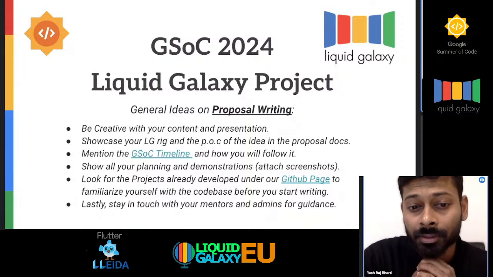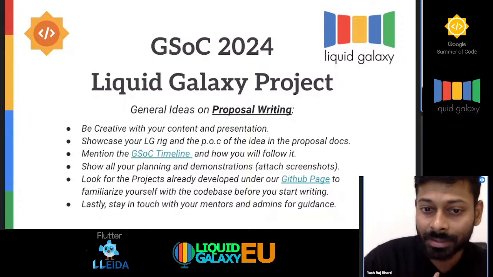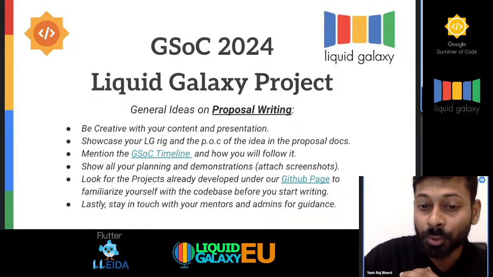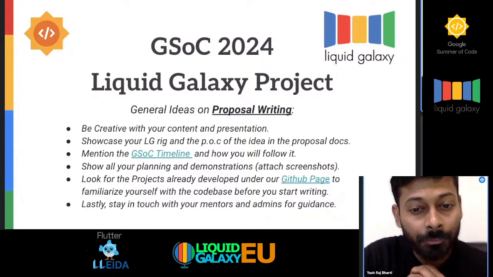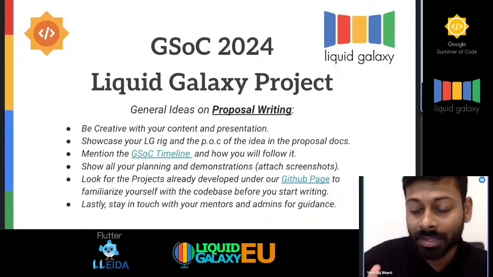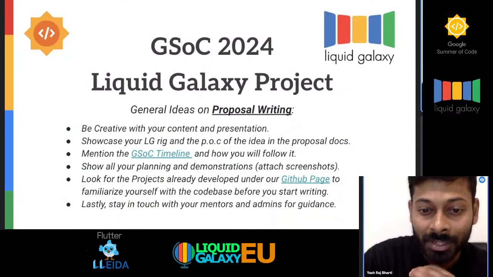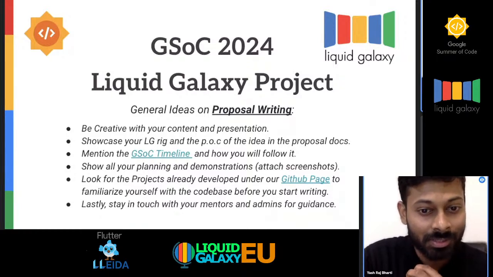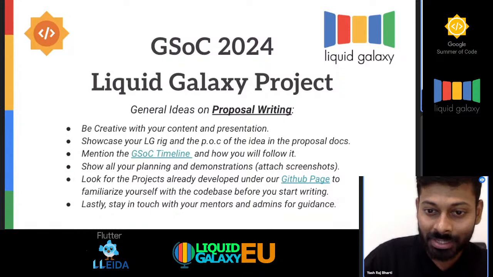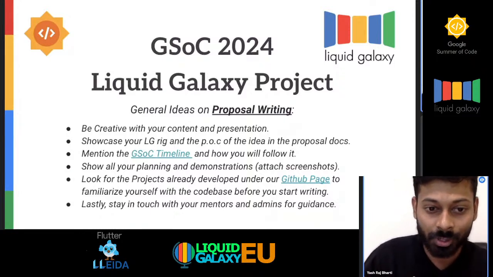Next, you can showcase your LG rig, that you have completed setting up your Liquid Galaxy rig, and you can show that your proof of concept is ready in the proposal docs. This is also very important. If you can show that you have made a proof of concept, that you know what the idea is doing, and that you can make a solution out of it in the time given in the GSoC timeline, and we are certain that you are the person to proceed with, you will be certain of your chance in the Google Summer of Code 2024.